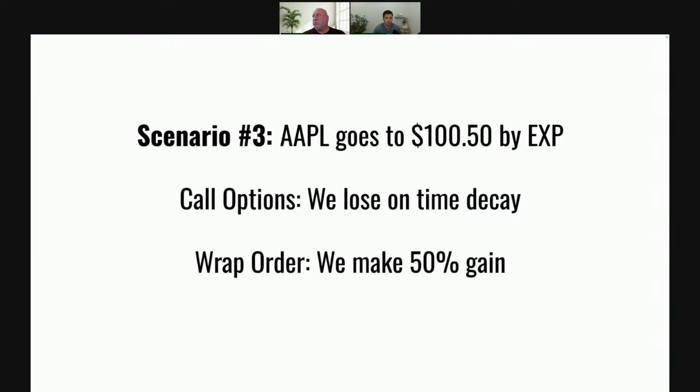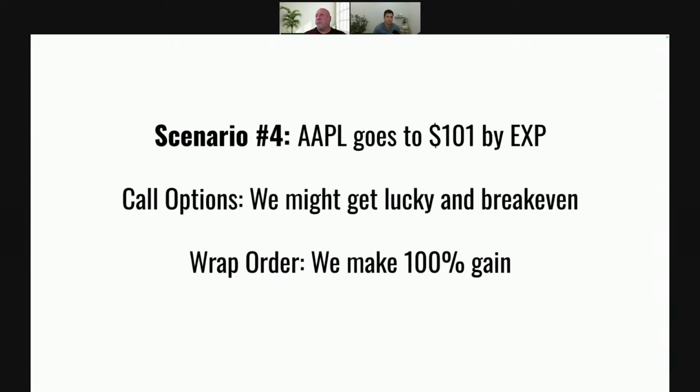Now, for scenario number 3, let's say Apple barely moves. It moves 50 cents by expiration. Again, with the call options, you're going to lose money on time decay. With the wrap order, you're actually going to make around a 50% return on investment. The stock barely even moved, and you make 50% return on investment.